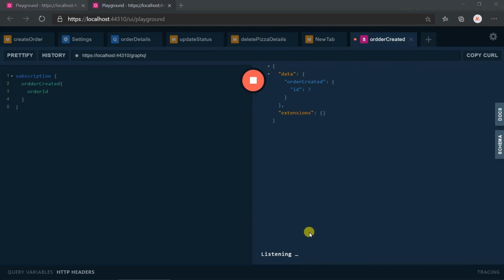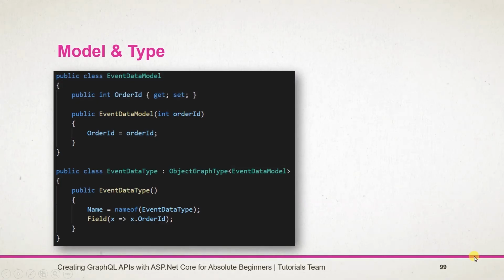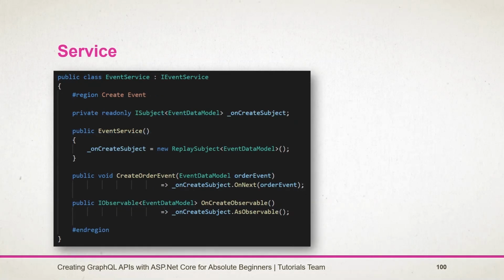Let's see what we have learned in this session. Here are model and type classes. We are just interested to return the order ID. This is a service which contains the replay subject of a model. When event fires, it will provide a new data in an observer, and we create a method using which we will obtain the observable from the subject.